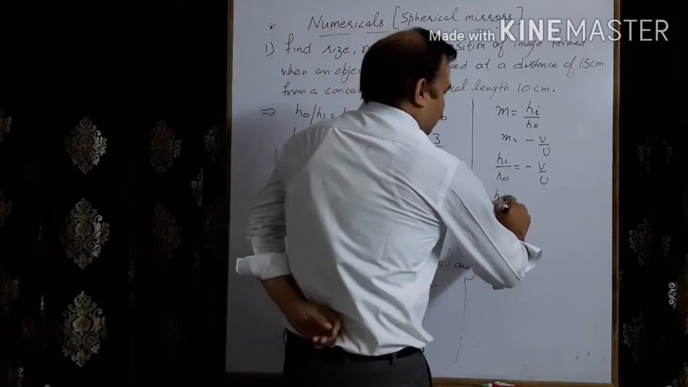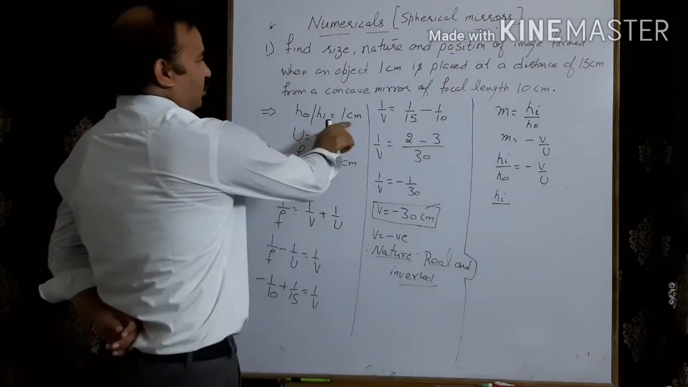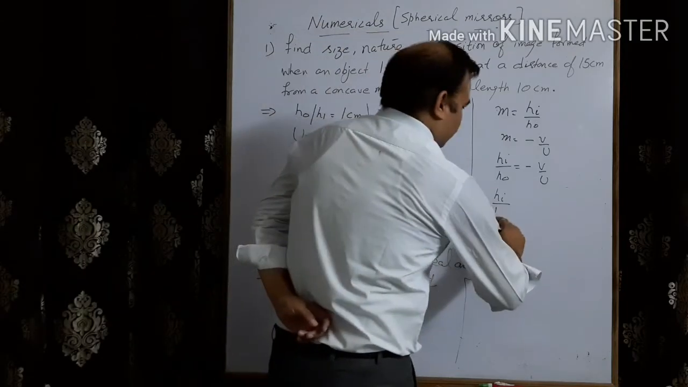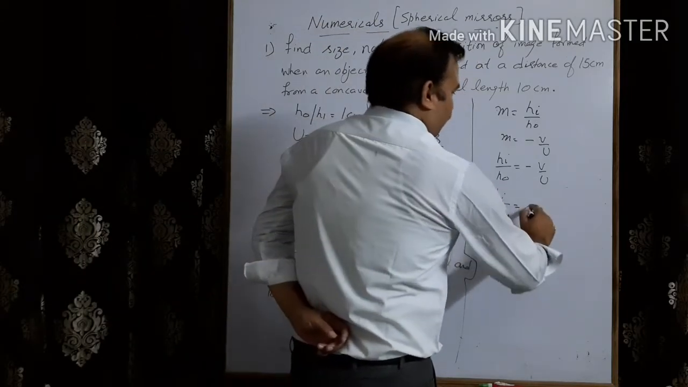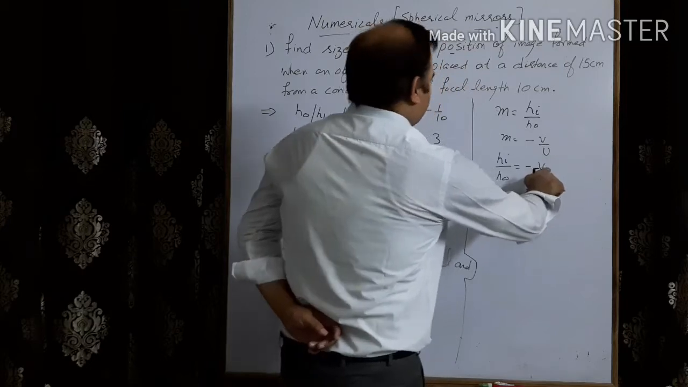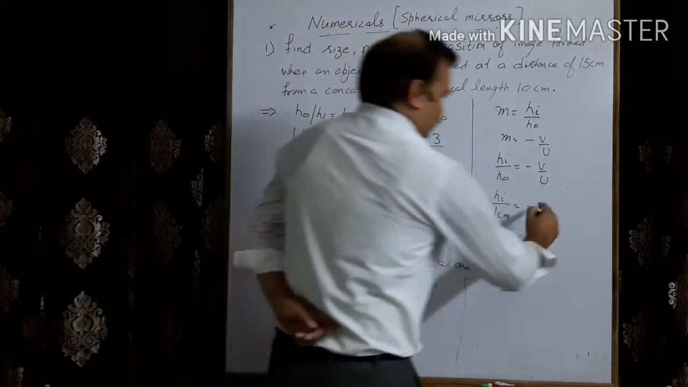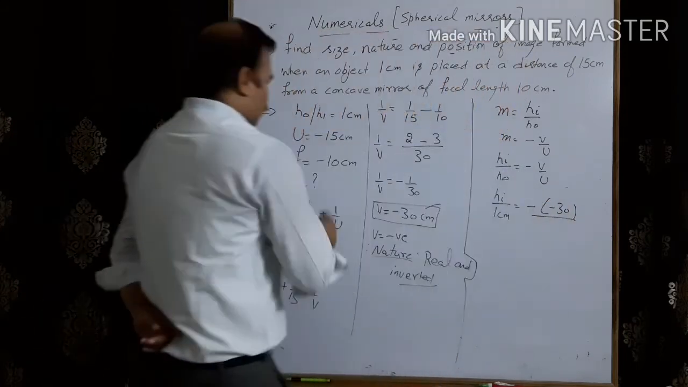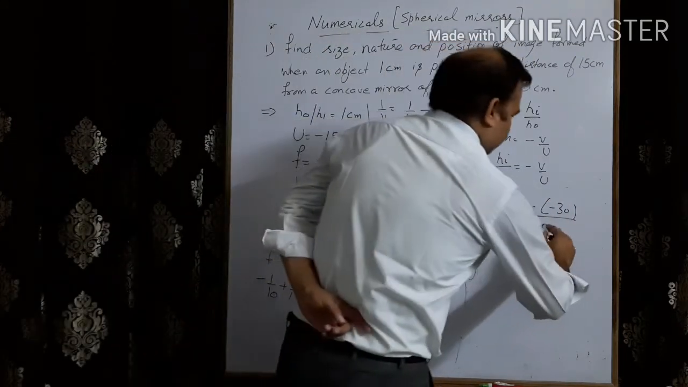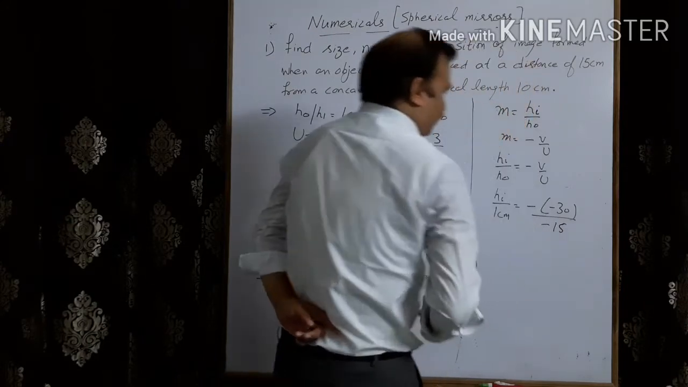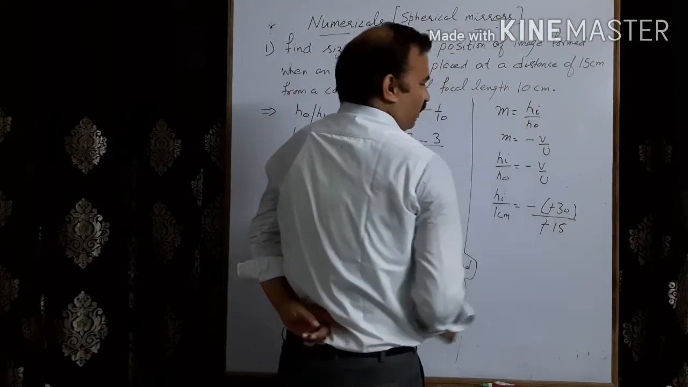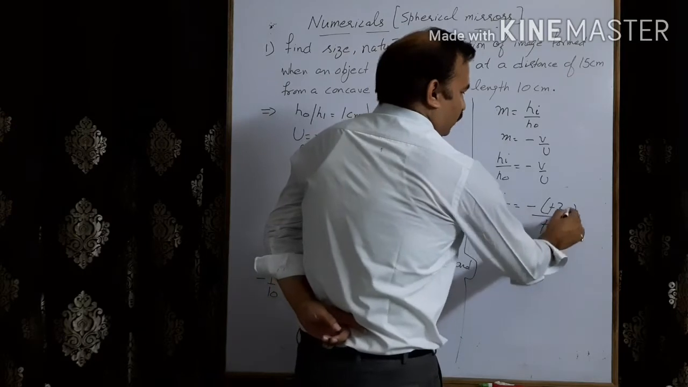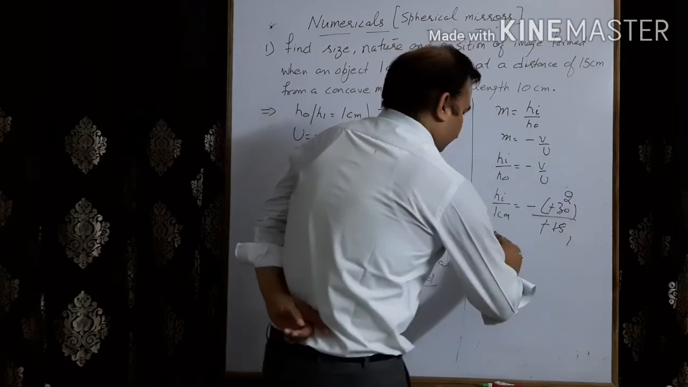So this is hi upon ho. What is ho? That is h1, that is 1 centimeter. And this is minus. What is v? Now v is minus 30. And what is u? U is minus 15. So minus and minus will cancel here. 15 1s are 15, 15 2s are 30.